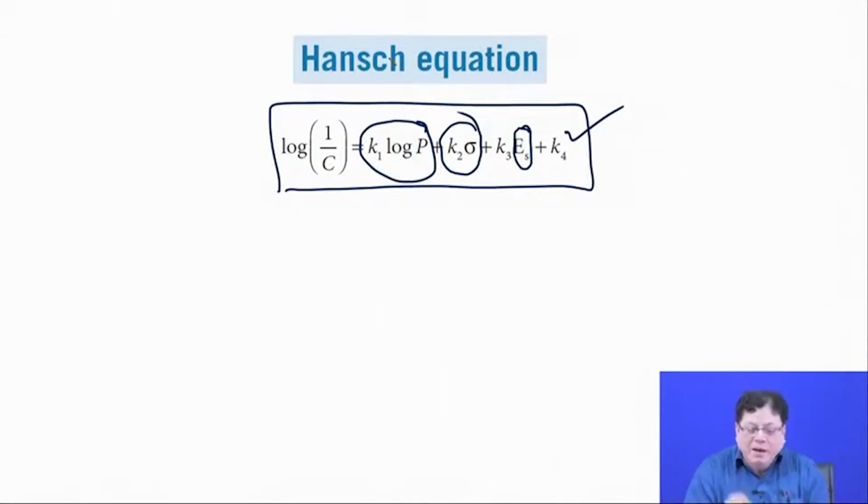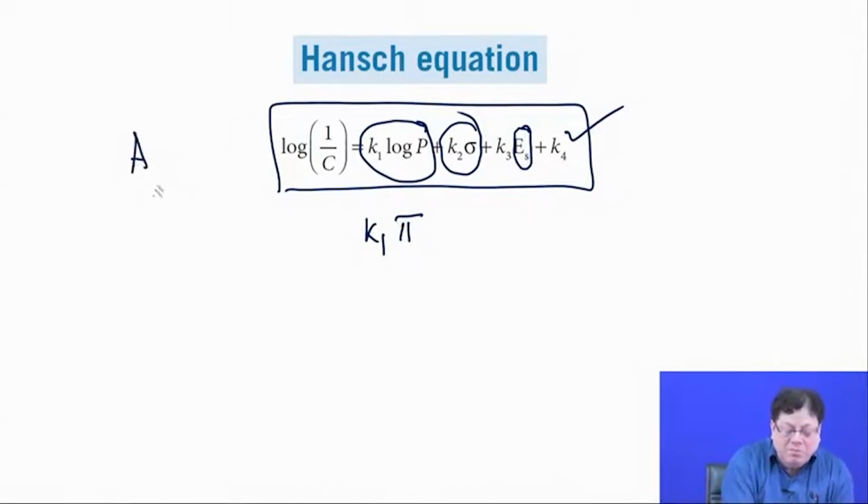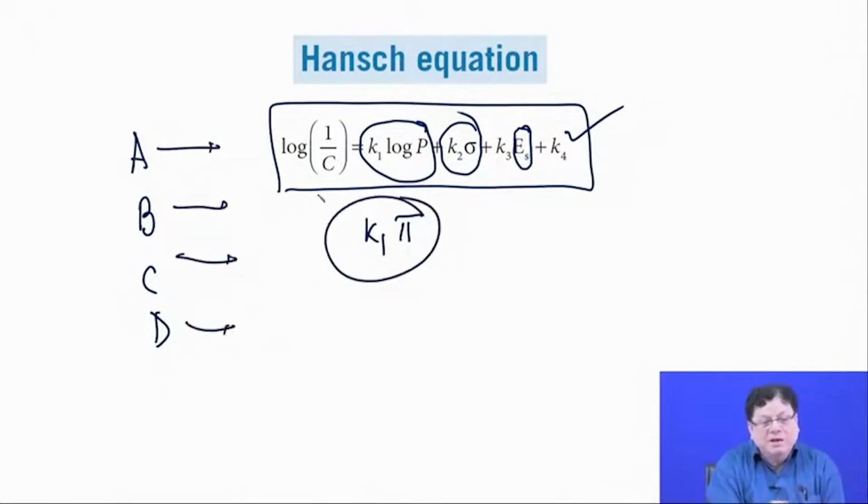Okay. Now, you can use pi also here, k 1 pi. If you have substituents, lot of people have used, if you have, suppose, compounds A, B, C, D and they are differing only in substituents, then you can use pi here. Okay. Only the substituent hydrophobicity can be used here. Okay. So, there are different variations of this Hansch equation.